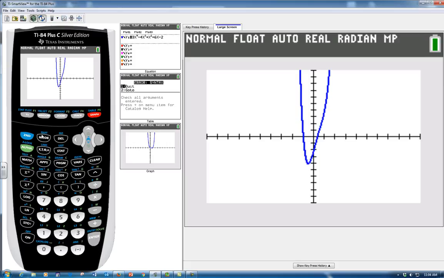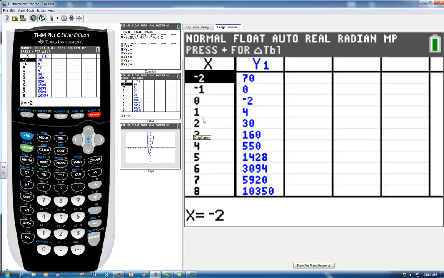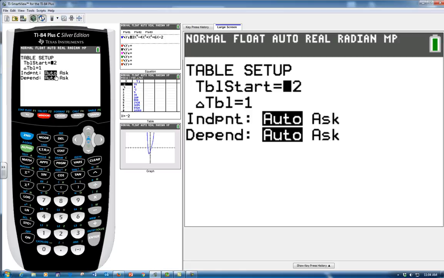So what you want to do is look at your table, and you're looking for the ones that have a y, which is a 0. So that would be a -1. I don't see any other down through there. So, if your table's not set correctly, if you hit second window, you can actually set it so that it will automatically do a table for you. So this is what yours would want to look like if you needed to set it.